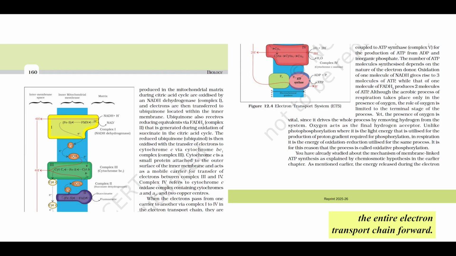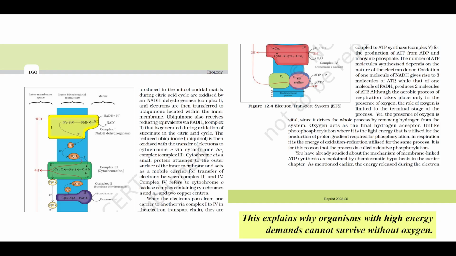effectively pulls the entire electron transport chain forward. It's like the vacuum cleaner at the end, constantly clearing the pathway. Without oxygen to act as this final acceptor, the electrons would back up, the entire chain would halt, the proton gradient would dissipate, and ATP production would cease. This explains why organisms with high energy demands cannot survive without oxygen.